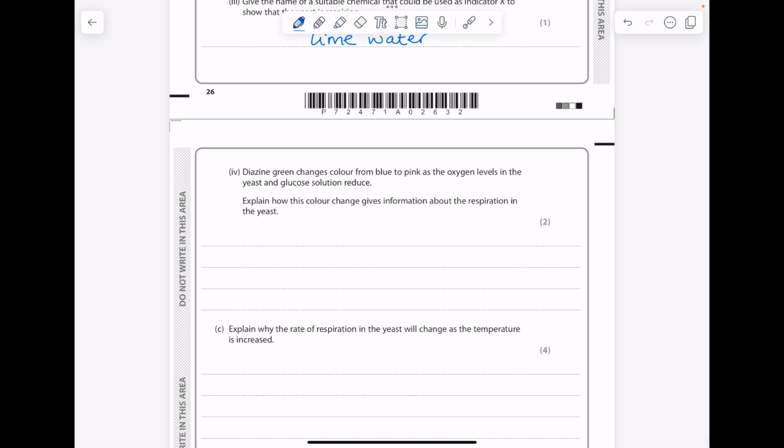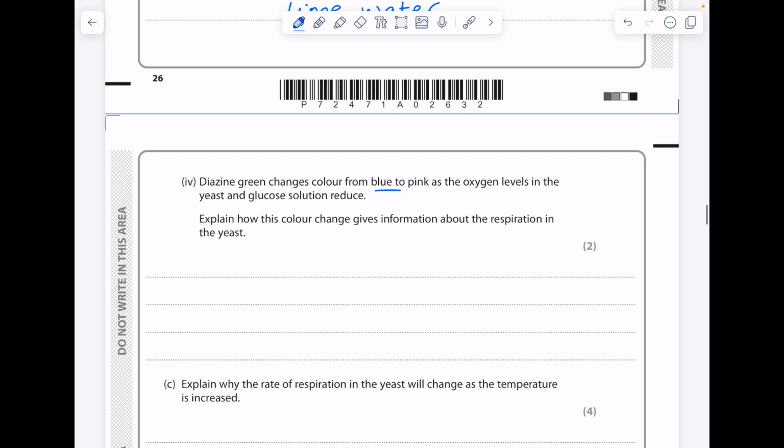Diazine green changes colour from blue to pink as the oxygen levels in the yeast and glucose solution reduce. Explain how this colour change gives information about the respiration in yeast. So the reason it's blue to begin with is because initially that yeast is respiring aerobically, so using oxygen, and then it changes to pink as the yeast begins to anaerobically respire because all that oxygen has been used up.